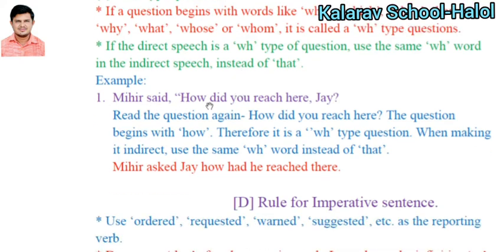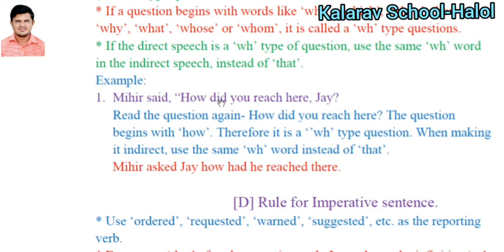Mihir said, how did you reach here, Jai? So this is the question. It is asked with how, so it is a WH question. So the WH question rule you can use the same. Mihir asked Jai how he had reached there.